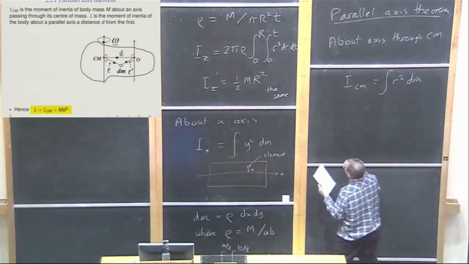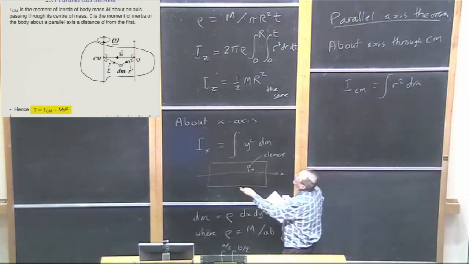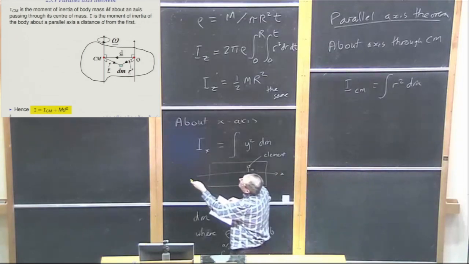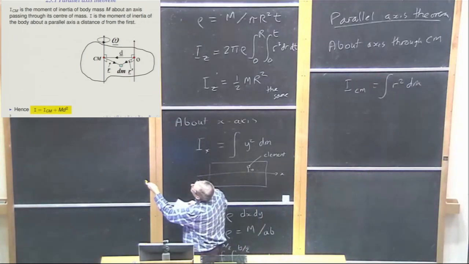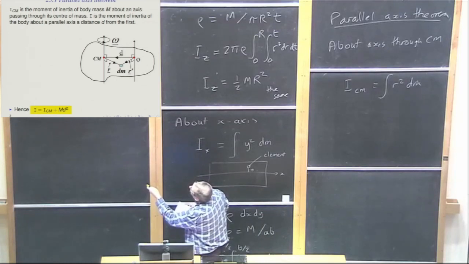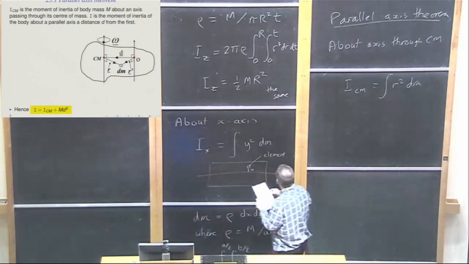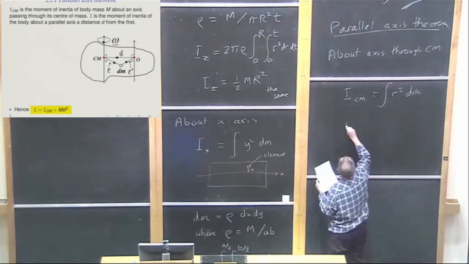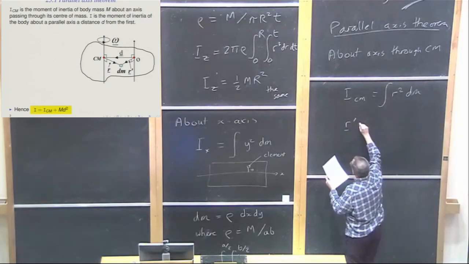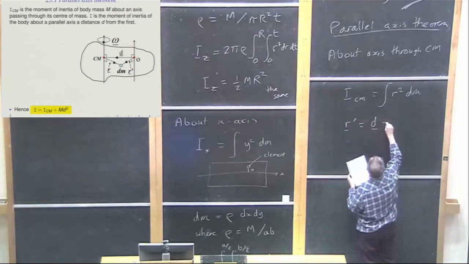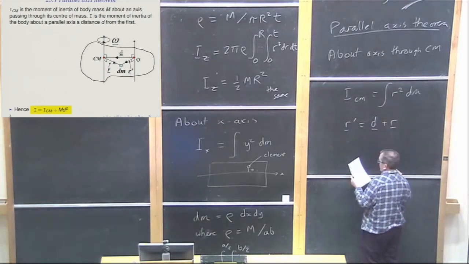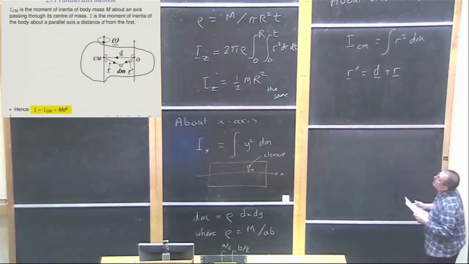Now let us note we have this other vector defined, which is r primed, which is a perpendicular distance away from this other axis. And let us also define d to be the vector which goes from this axis to this one, which is parallel to it. So we have that r prime then is going to be given by d plus r. Right, you can see that.